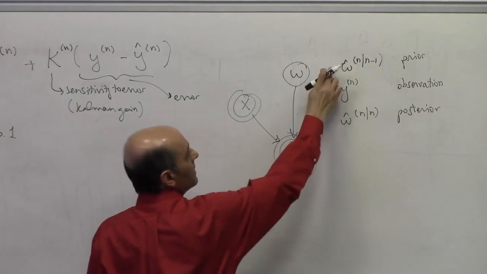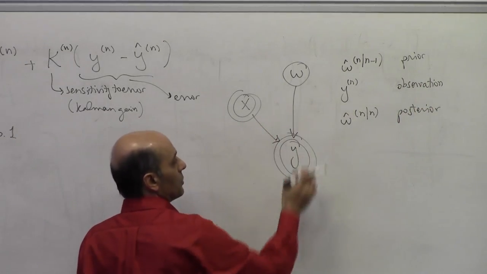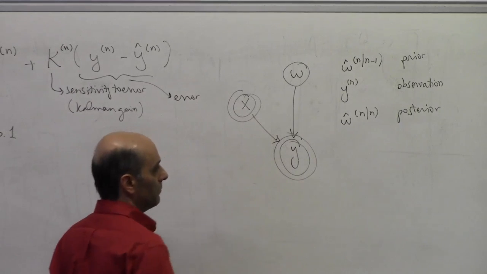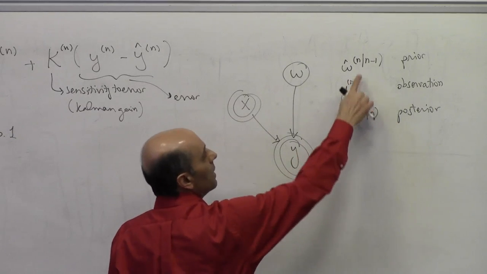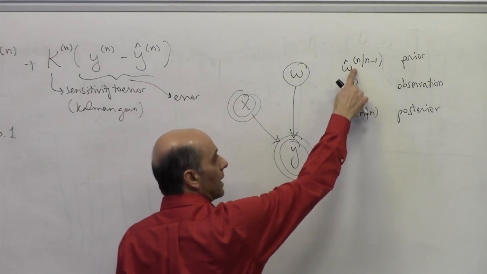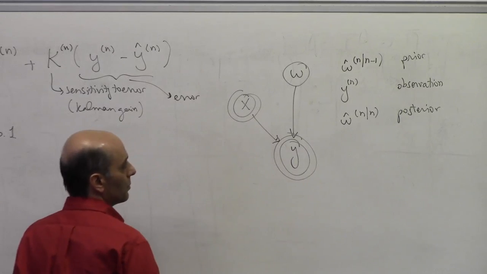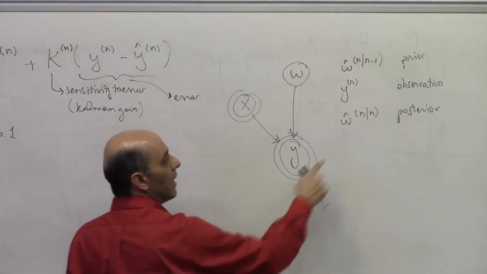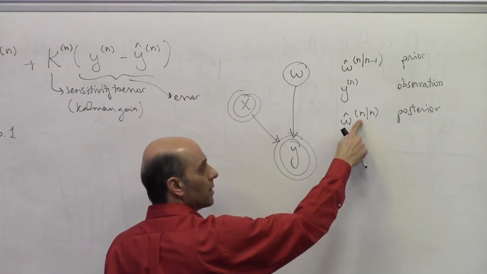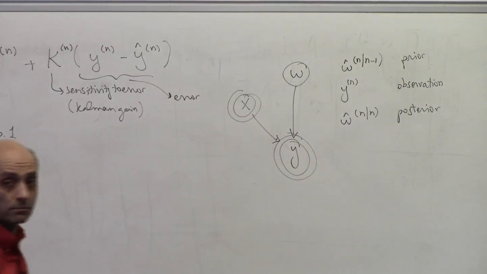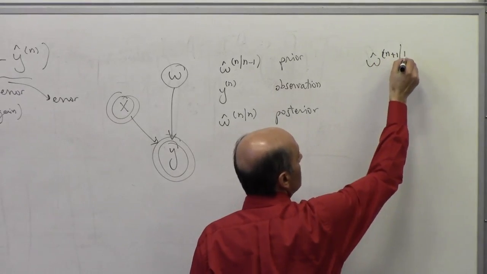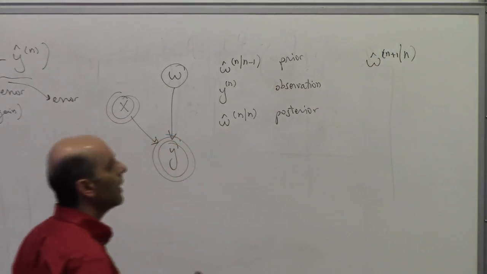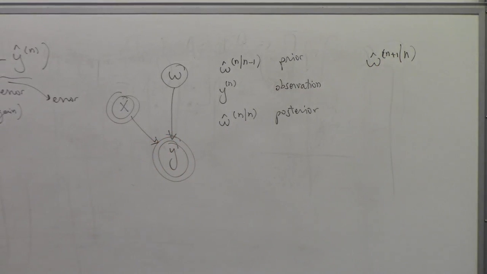So I begin with some guess. I make an observation. I change my belief after I've made that observation. So we're going to use this kind of terminology. Estimate of w at trial n, given that I've seen n minus 1 previous trials. I see the nth trial. Now I make another estimate, which is called my posterior, on the nth trial, given that I just saw the nth trial. Okay, and then for the next trial, I just say, this is my estimate of w at n plus 1, given that I've seen n trials. So this becomes my prior on the next trial.